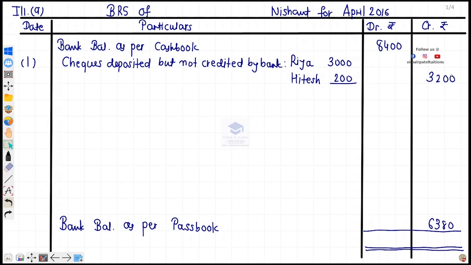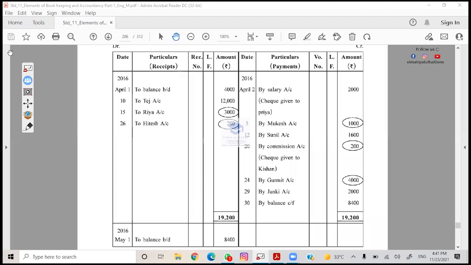Clear? Now, on the credit side, Mukesh, commission given to Kishan and Gurmeet. So these are the checks issued, checks given, but the same have not been debited by bank because these are the checks issued but not presented for payment, or checks issued but not debited by bank.